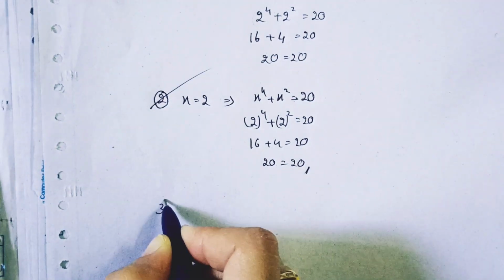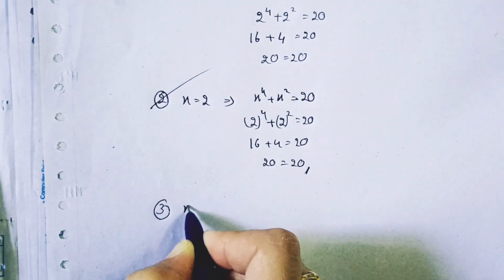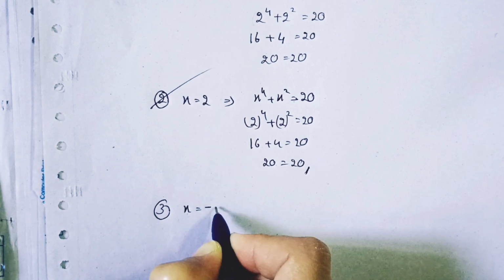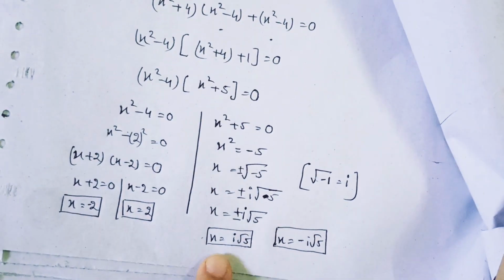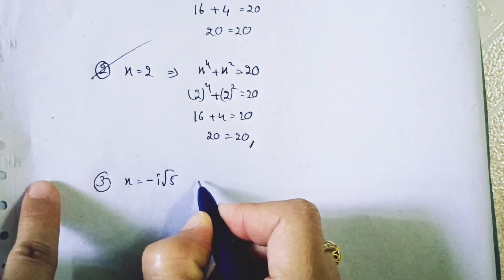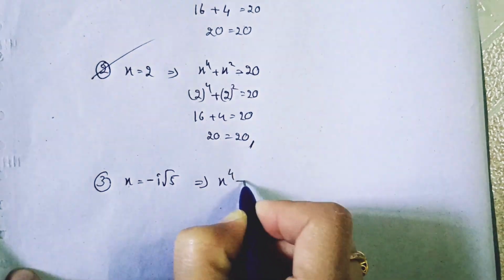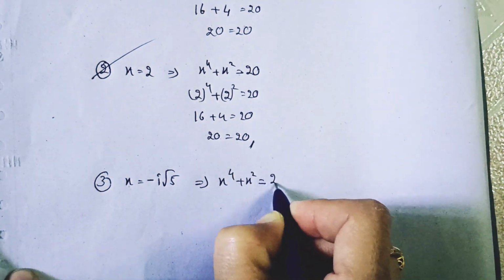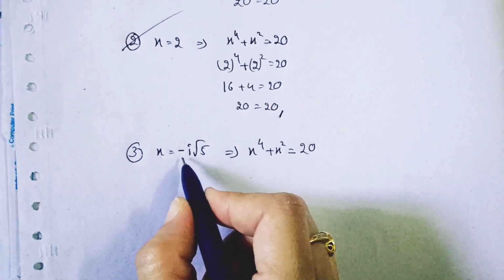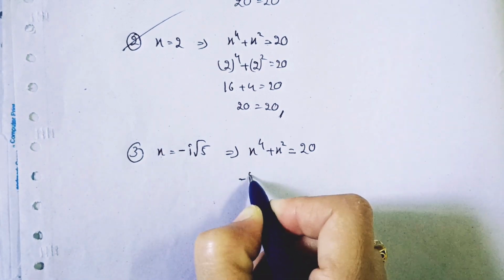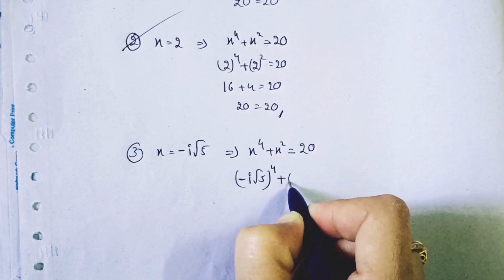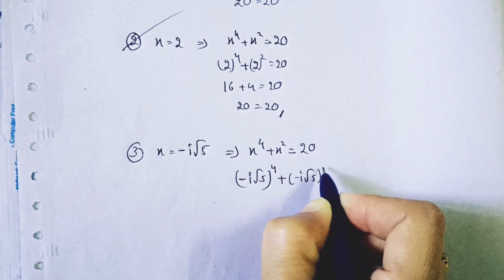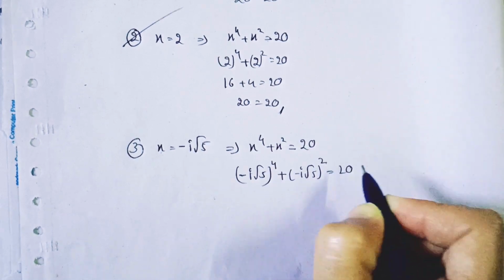Let's check the complex values. The complex values we get are x equal to minus i root 5. Let's check this part. Our equation is x to the power 4 plus x squared equal to 20. Here in the place of x we put (minus i square root of 5) to the power 4 plus (minus i square root of 5) squared equal to 20.